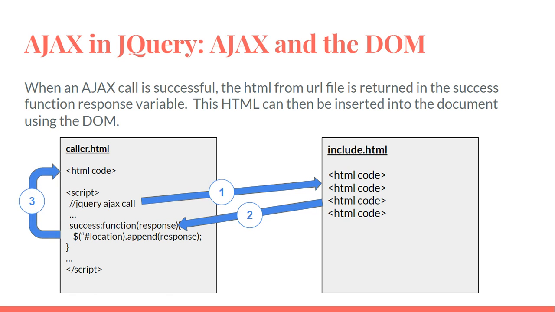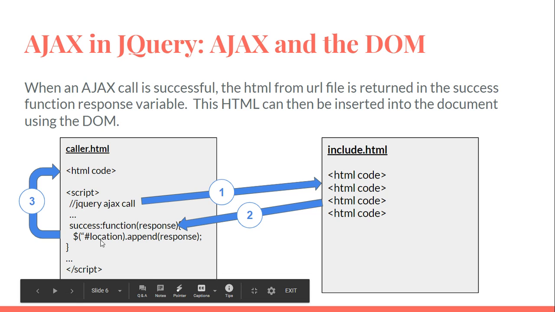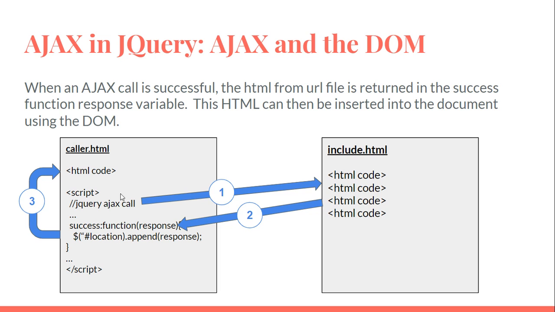Then inside that response, in the success function with that response variable, we can use the JavaScript DOM and jQuery. What we do is we take this SumID location and we append into it the response. That's going to come up here into the HTML code, find the ID with location, and take all of this HTML code and push it in as the last child of that location ID element.